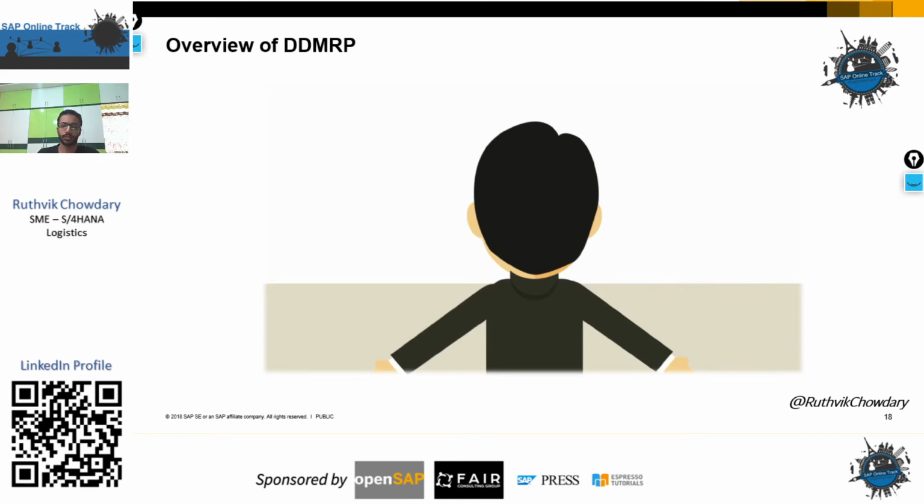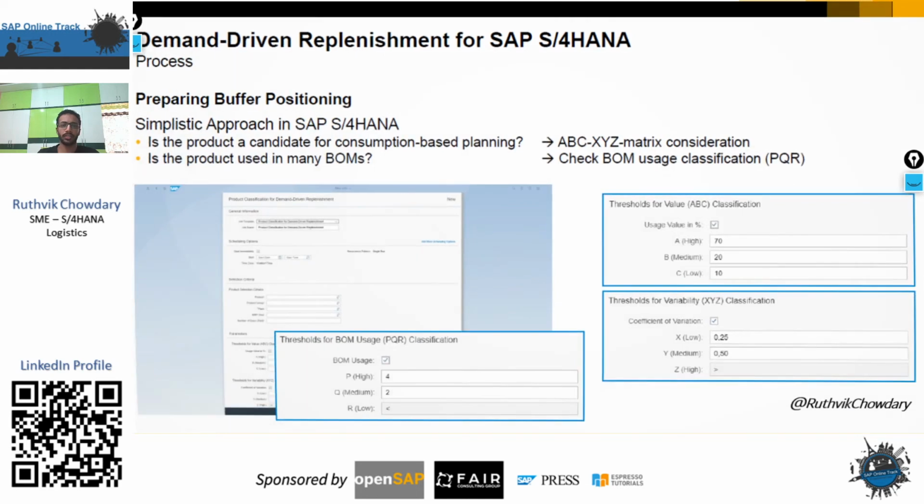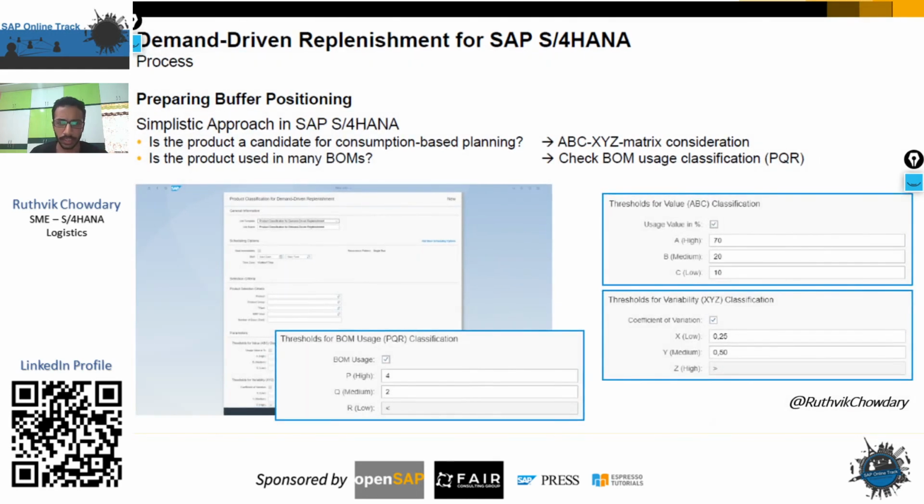Yeah. So let us go further. As time is less, I will show you the screenshots, and the final step I will be showing in the system. As I said, we are classifying the material based on the BOM usage, usage percentage and the variance. So what is the variance?